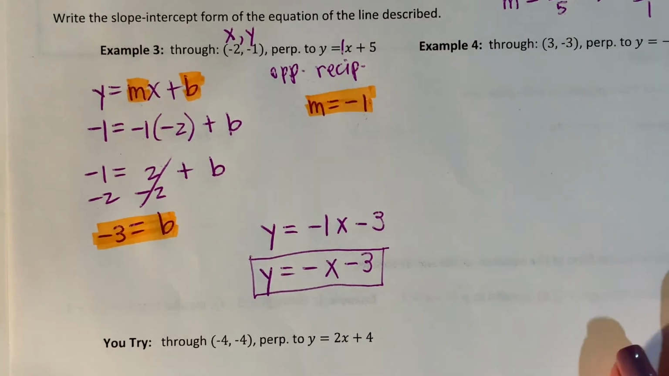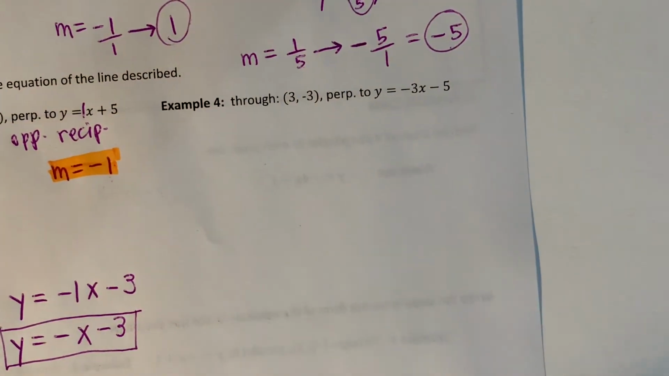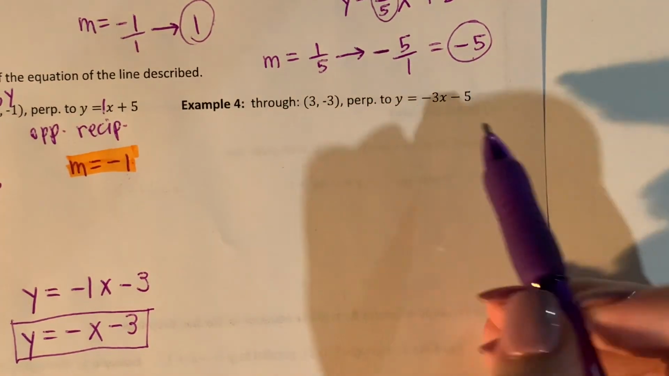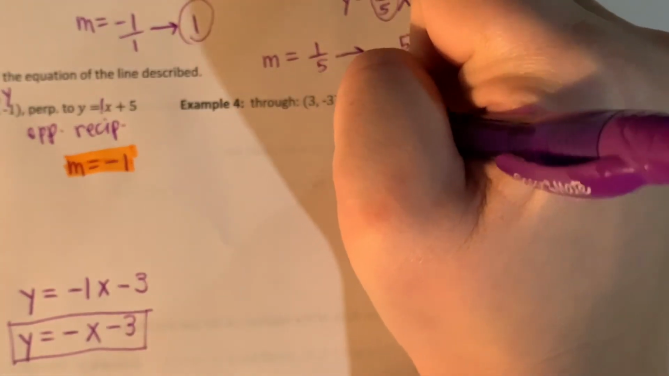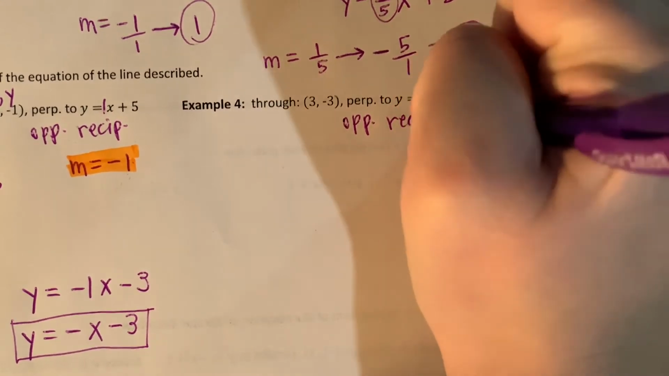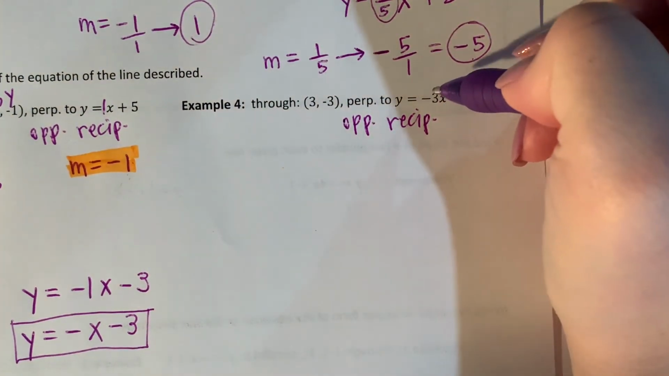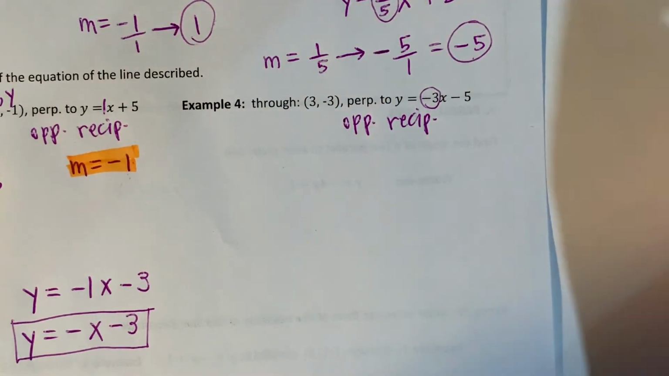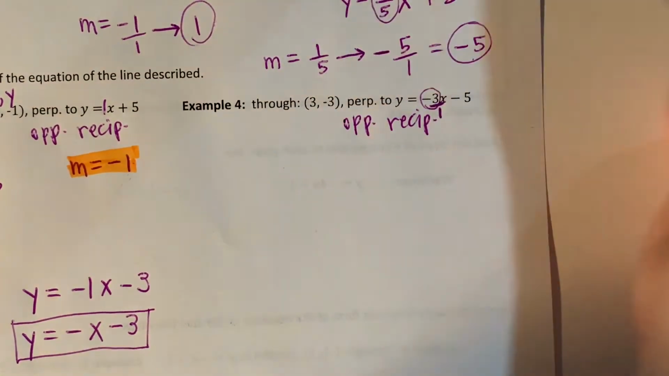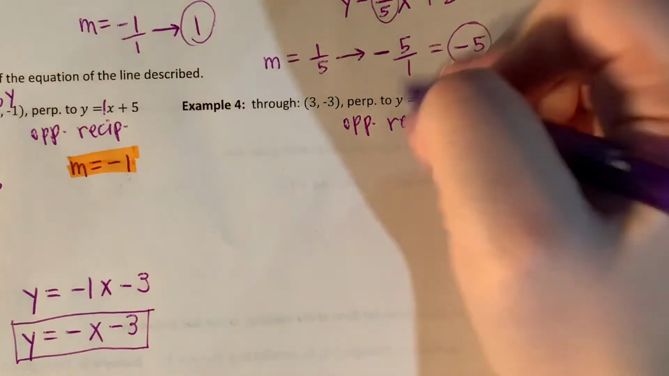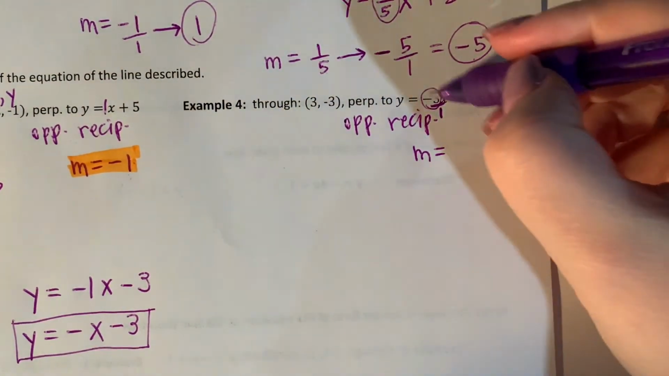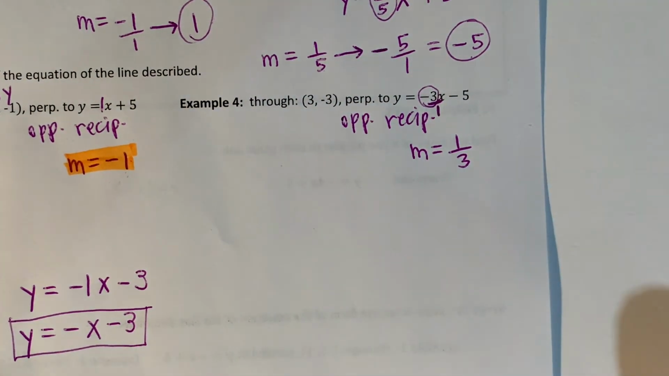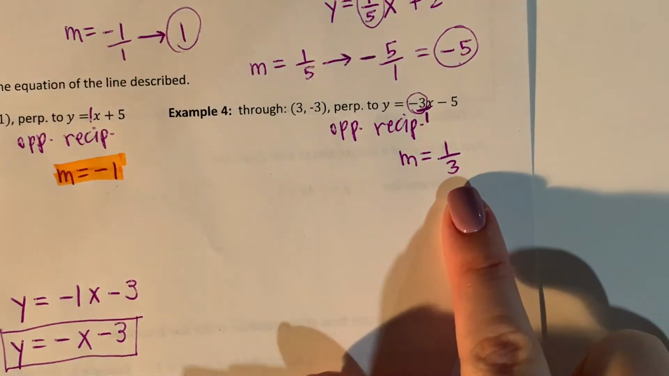Our last example, example 4, I'm given a point, and I'm told that it needs to be perpendicular to this line. So if I want to make a note for myself, I need to do the opposite reciprocal slope. So here, if the slope was negative 3, I need to do the opposite. You can think of this as negative 3/1. So it needs to turn to positive. And instead of doing 3/1, I'll flip it and I'll get 1/3. So the slope that I need to use is 1/3.